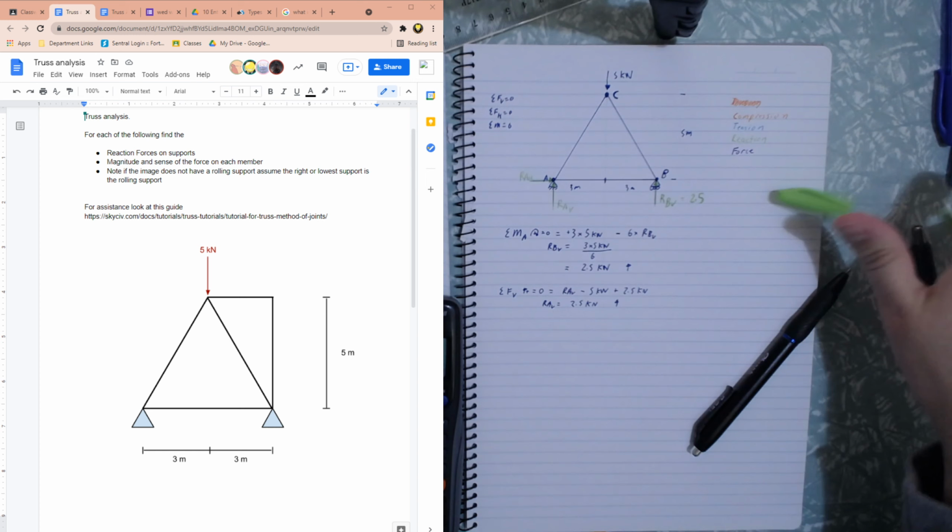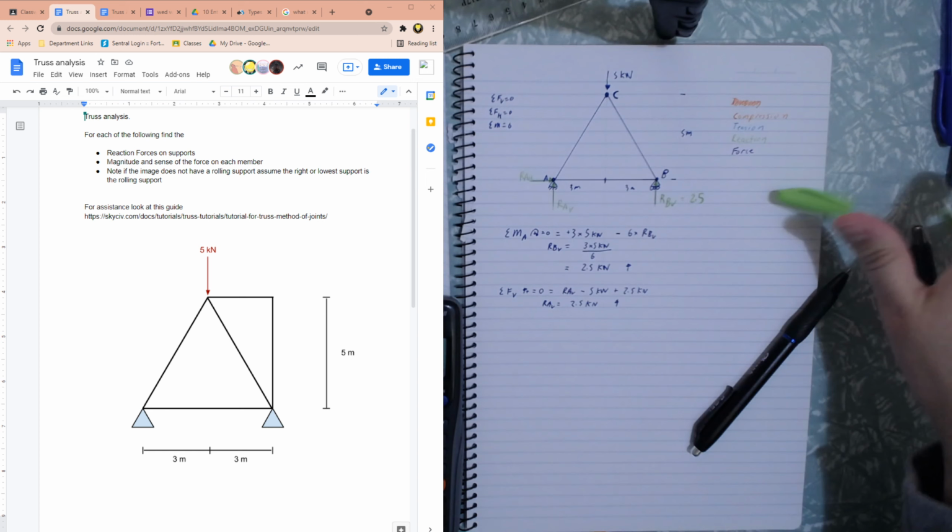And for our A, it is a pin joint, so we can have a force in the vertical and in the horizontal. So let's just pick the direction for now. And remember from our last examples, if we got a negative answer, that means our initial assumption of the direction was incorrect. I'm going to call this reaction A vertical and reaction A horizontal.